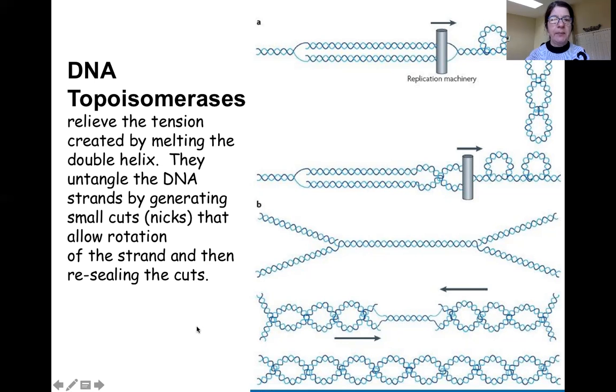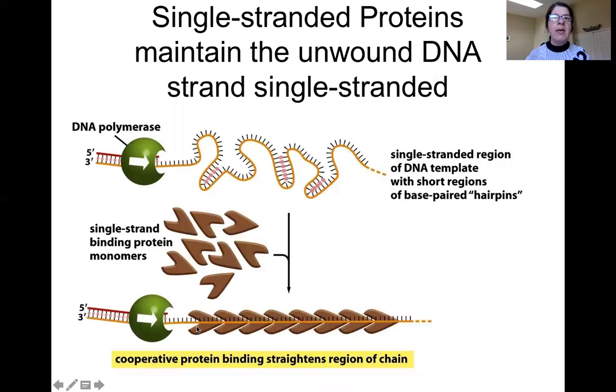Reseal them, basically. Okay. Another important factor in the unwinding of DNA is single-stranded binding proteins. These are proteins that would cover the unwound strand to make sure that strand doesn't seal back on itself or on the other strand. So DNA molecules, not just DNA, but RNA molecules as well, nucleic acids tend to spontaneously form double-stranded regions.